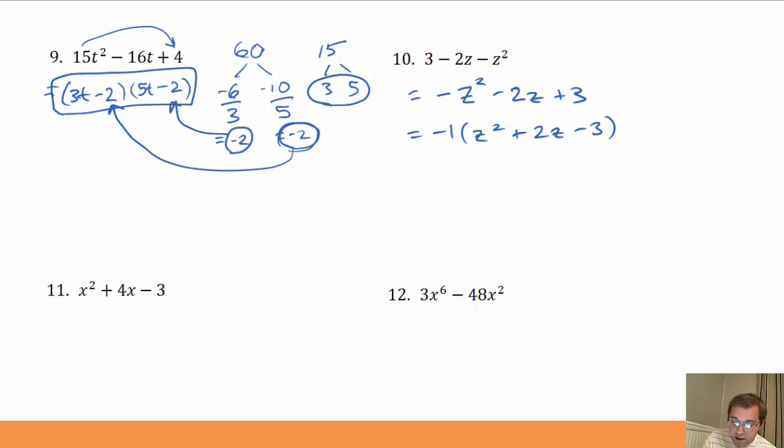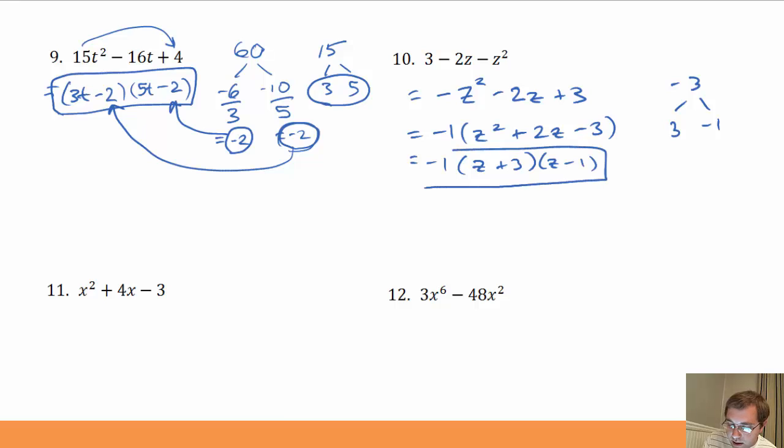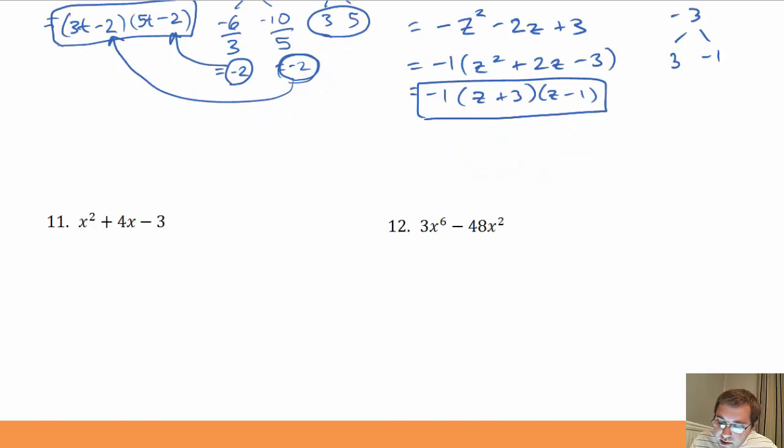And now I'm just going to leave the -1 out there, and I'm going to factor what's inside the parentheses. So I look for factors of -3 that add together to give me +2. How about +3 and -1? Those would work. So I've got z plus 3 and z minus 1. And then I'm done. And that -1 needs to be in my answer, because this is not an equation. I can't divide both sides by -1 because there is no other side. So it just has to stay there.